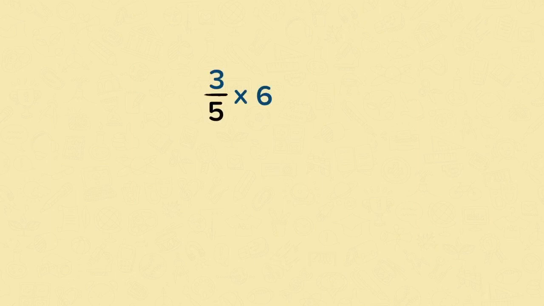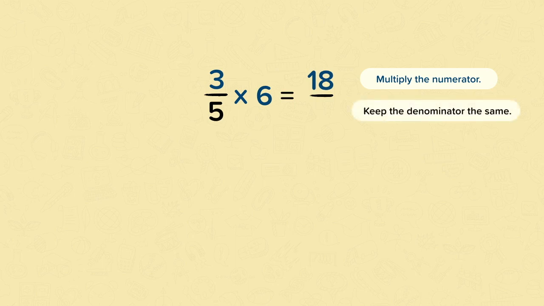Let's multiply 3/5 by 6. First, multiply the numerator. 3 times 6 equals 18. Keep the denominator the same. The answer will be 18/5, which is an improper fraction.